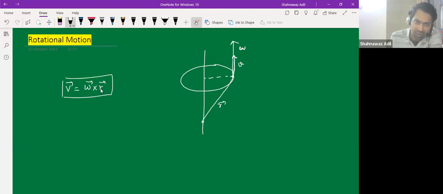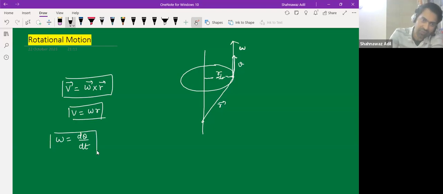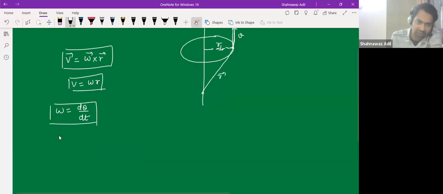And this is the perpendicular distance, r perpendicular. So this v is omega r perpendicular. Let's say this r. Okay. And then we proved that the angular velocity is d theta by dt. So this was the instantaneous angular velocity. And then we calculated the angular acceleration, which was d omega by dt.